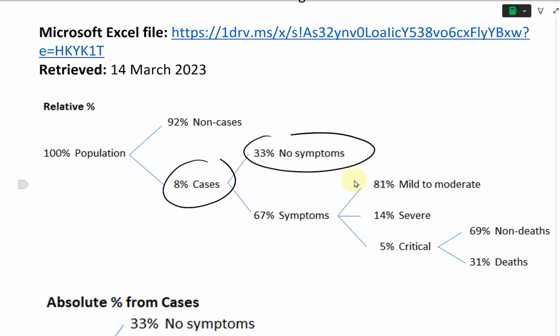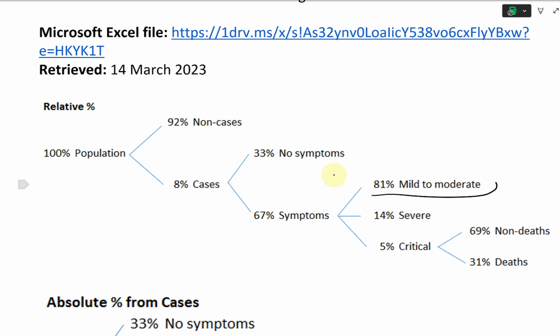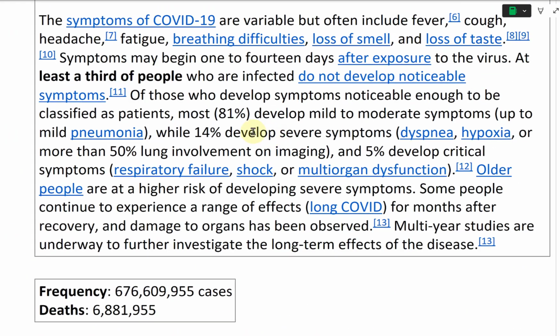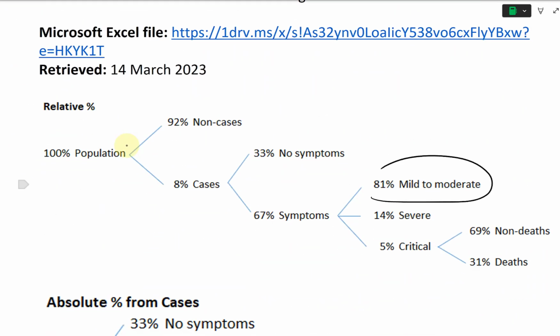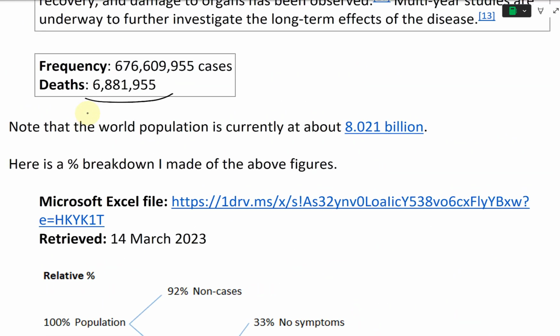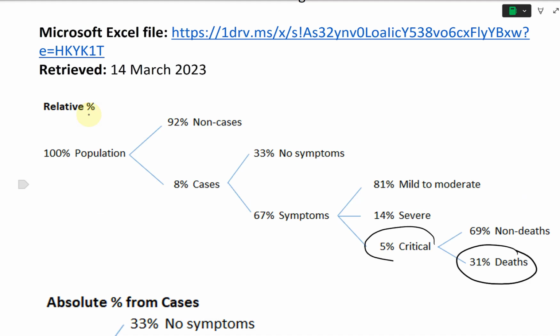And then going further, you'll have 81% are mild to moderate of the ones that show symptoms. Going back up here. So of those who develop symptoms notable enough to be classified as patients, then most, 81%, develop mild to moderate, while 14% are severe, and then the 5% are critical, and so on. So we have 81% of these, so this is what I mean by relative. Yes, 81% of people with symptoms are mild to moderate. Then you have 14% severe, 5% critical, and now the deaths part is this is 31% of these would be deaths, and I used this deaths figure as well as calculating the population with critical cases there, and then used as a relative of that.